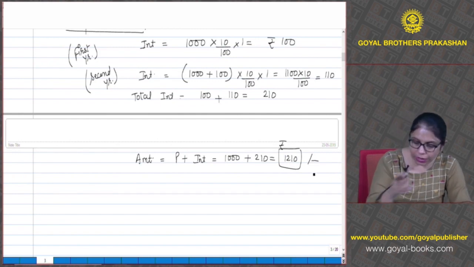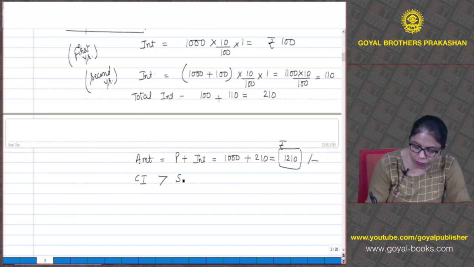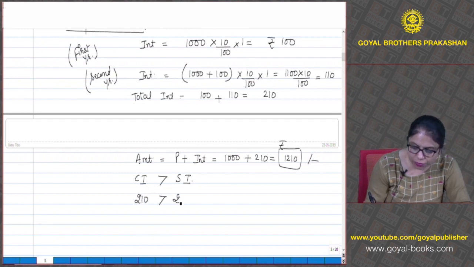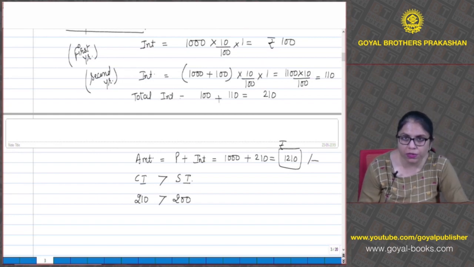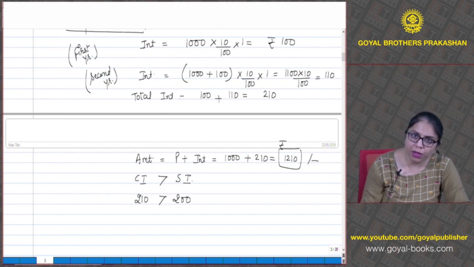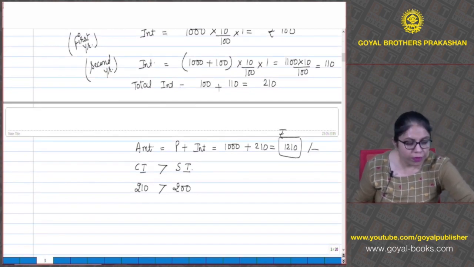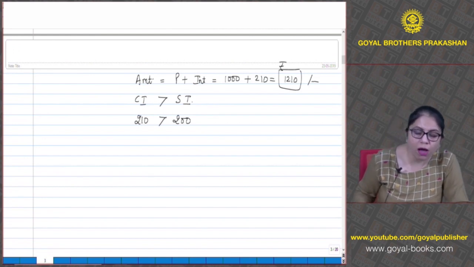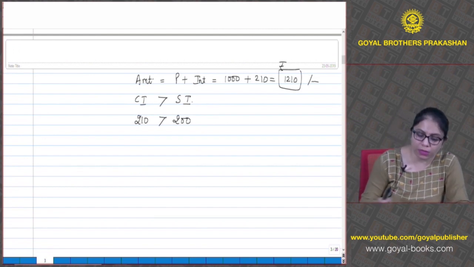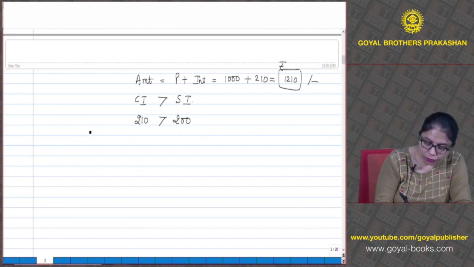Okay, so it is clear with this example that compound interest is always greater than simple interest. In this case, our compound interest is 210, which is more than the simple interest. That means compound interest is always more than the simple interest. Now we will see how we can find compound interest with the help of a formula.